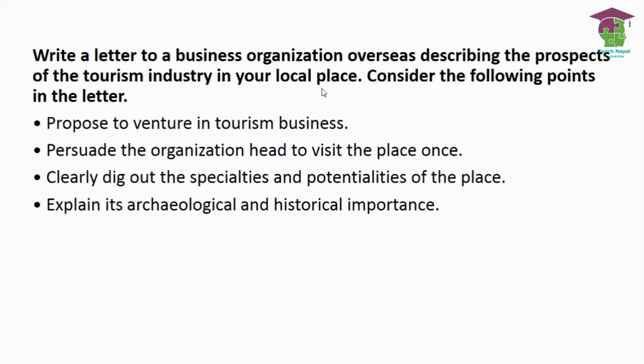So what you need to include in a letter: propose a venue in tourism business, and persuade the organization head to visit the place. You have to propose a venue for the tourism business. That might be the right prospective, or the probable tourist venture, and you have to persuade the organization head to visit the place and clearly dig out the specialities and potentialities of the place. What are the potentialities, or the basic things or attractions? You have to write about that.